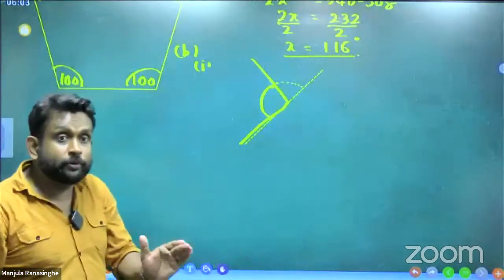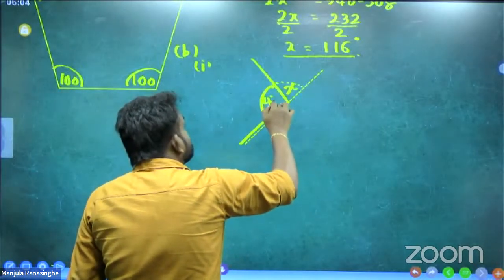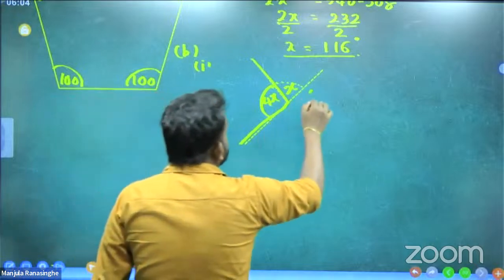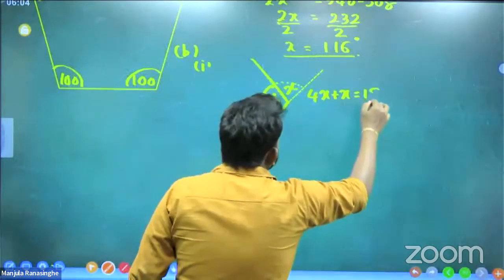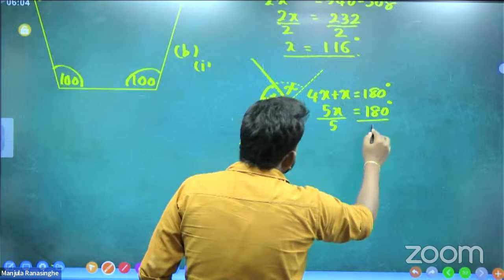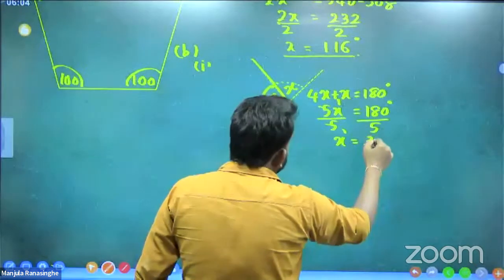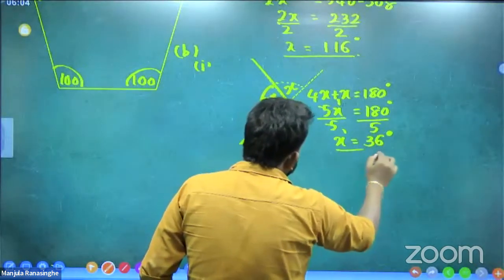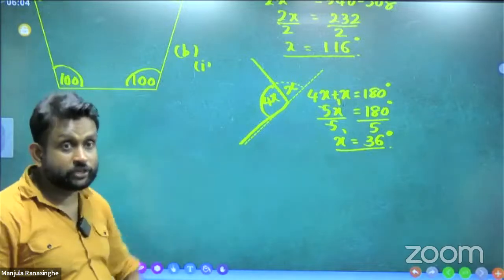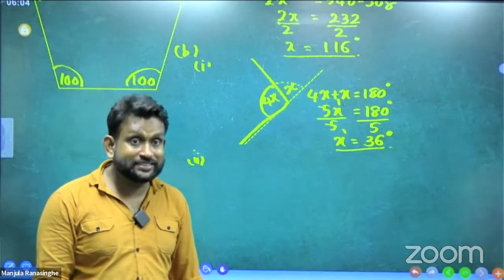The interior angle of a regular polygon is 4 times the exterior angle. So I take the exterior angle as x, then the interior should be 4x. This is a straight line all the time, so 4x plus x becomes 180. Then 5x equals 180. Divide both sides by 5, then x equals 36. So x equals 36 degrees, that is the exterior angle of the polygon. 3 marks there.